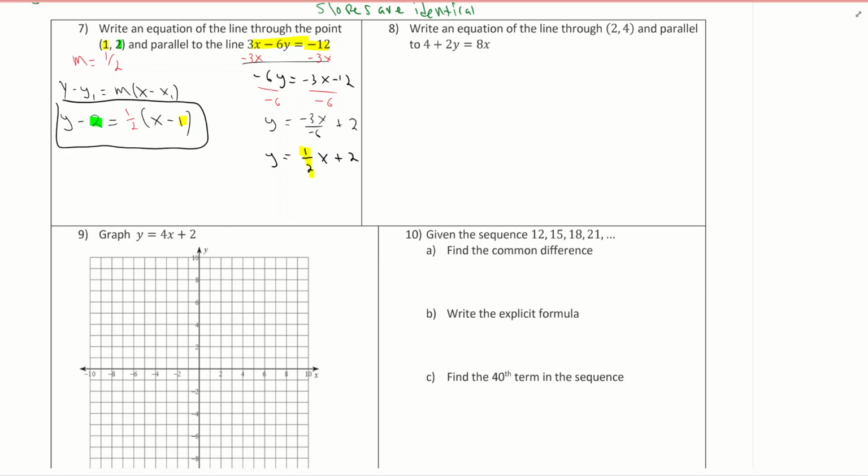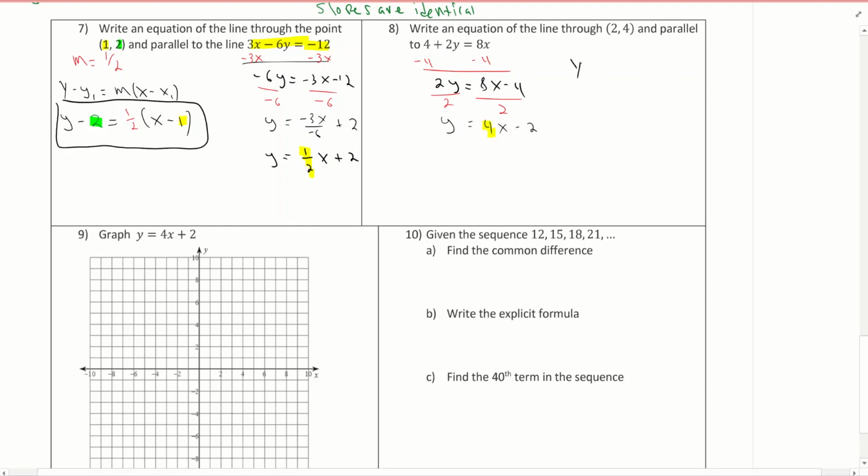Number 8, we want to write the equation of the line through that point that's parallel to that line. And so again, we need to put it in slope-intercept form so that we can see the slope. In this case, it was a little different just because the x wasn't over here, but the 4 was over here. So we move it by subtracting it in this case, and divide both sides by 2, and we get this. And so the slope is 4.